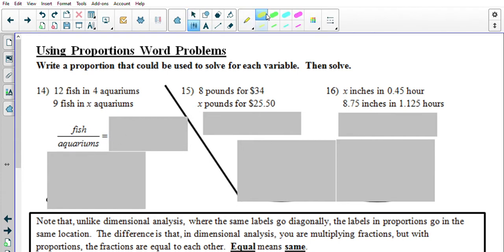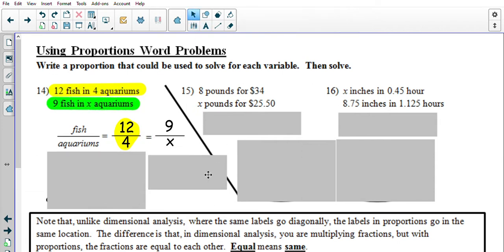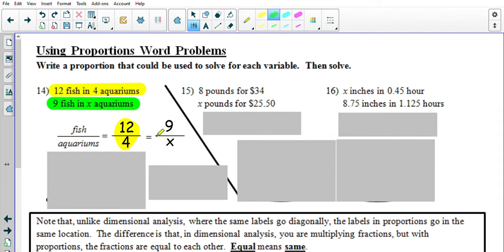So my first ratio, my first fraction, is going to come from this first statement, 12 fish to 4 aquariums. So I can write 12 over 4. My second ratio or fraction is going to come from this, 9 fish in X aquariums. So we have 9 over X, since we're trying to solve for X.